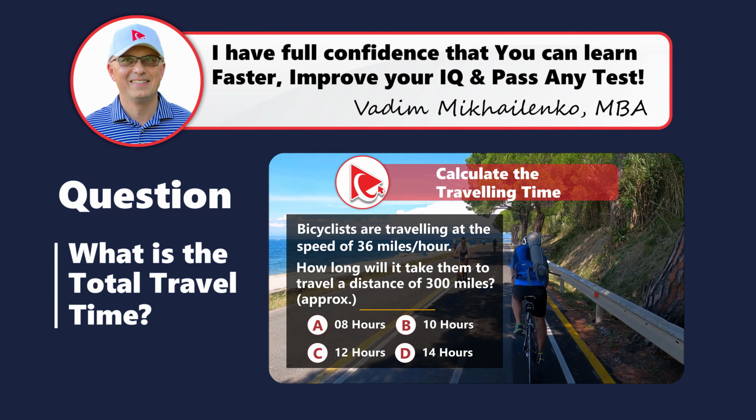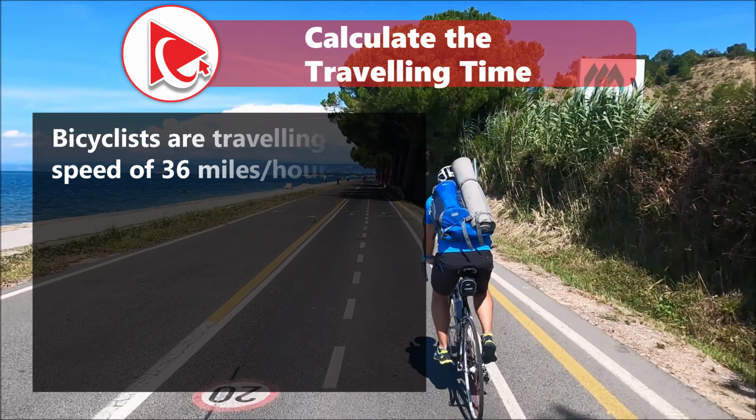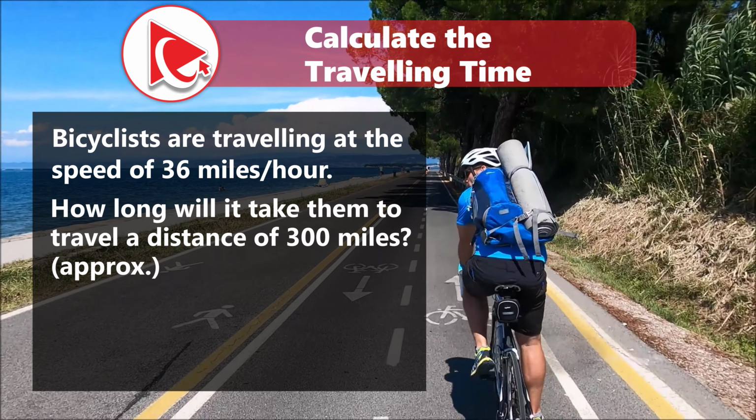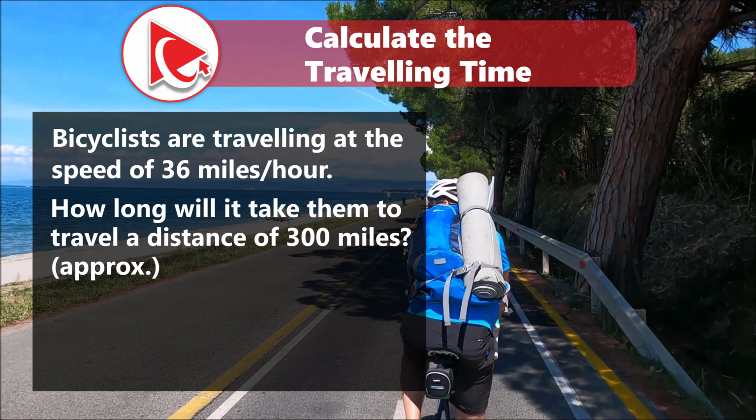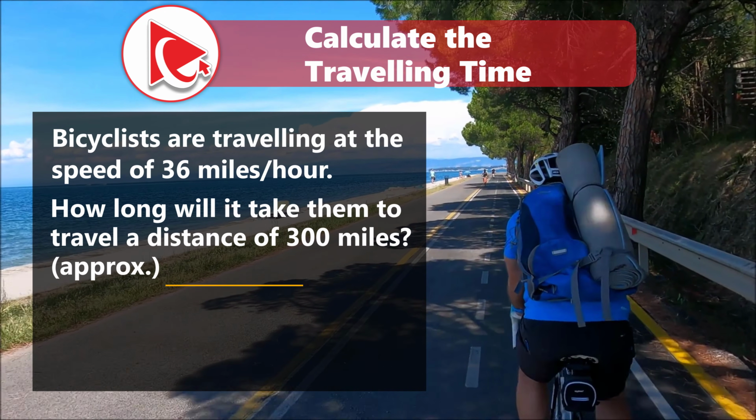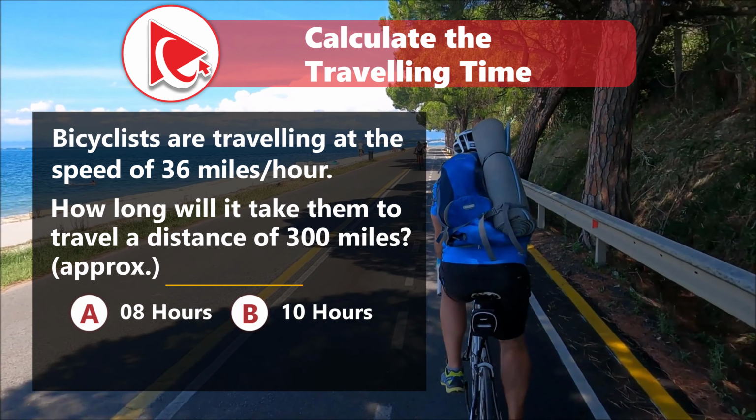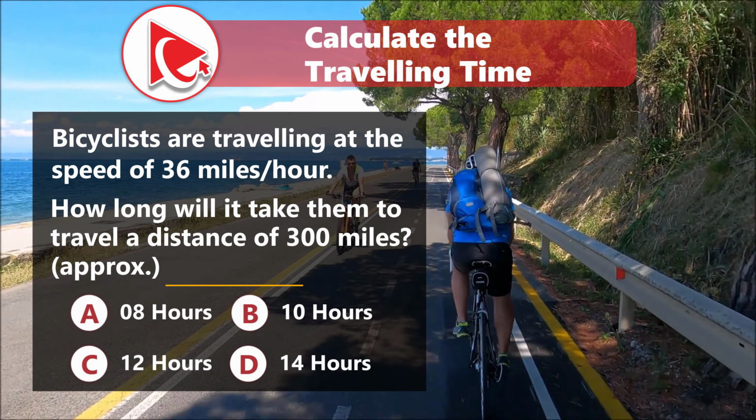Here's a quick question to keep you sharp and test your math skills. Bicyclists are traveling at the speed of 36 miles per hour. How long will it take them to travel the distance of 300 miles? You need to find the approximate value and select one of 4 possible choices. Choice A, 8 hours. Choice B, 10 hours. Choice C, 12 hours. And choice D, 14 hours.